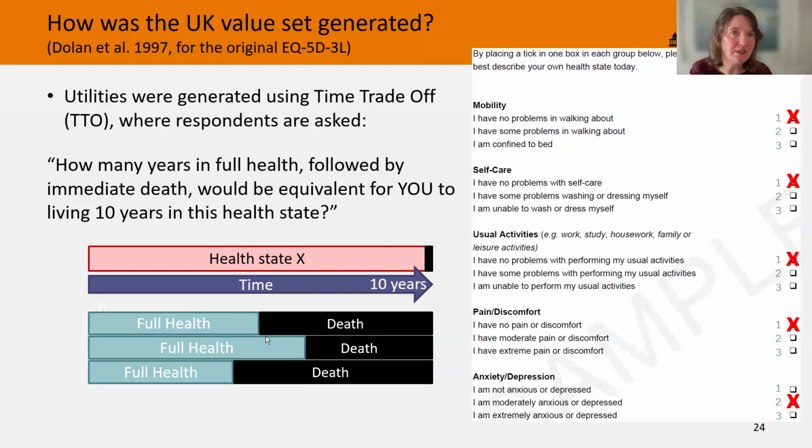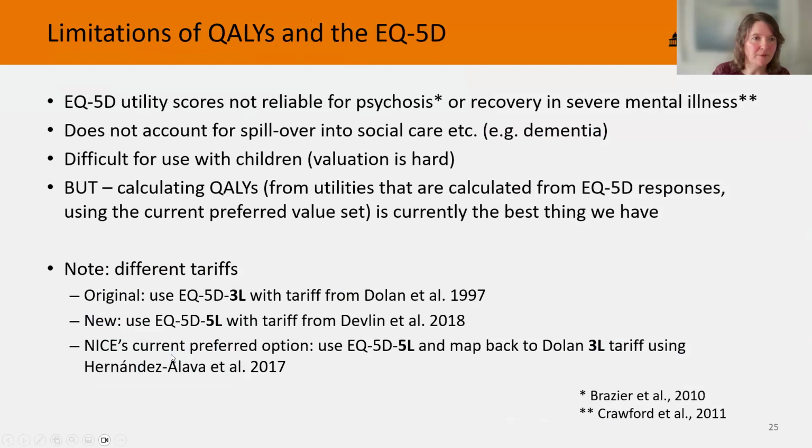So this was done for the 3-level and then published. And then every time the 3-level was used in a clinical trial in the UK, that tariff was applied. So that was where that came from. They did a very similar thing for the 5-level. And that was published as well. So why can't they go forward? There we go. They did a very similar thing with the 5-level, but NICE doesn't like that one. There's some criticism of the methods that they used in the 5-level.